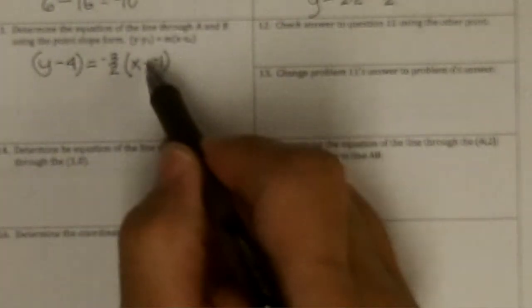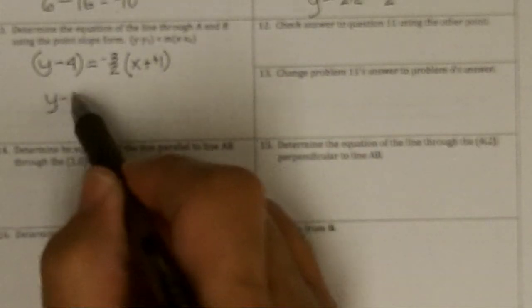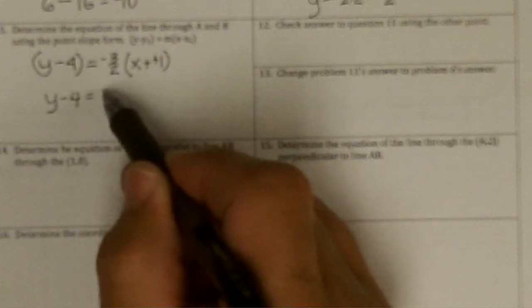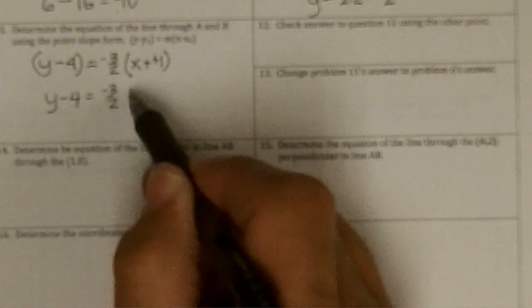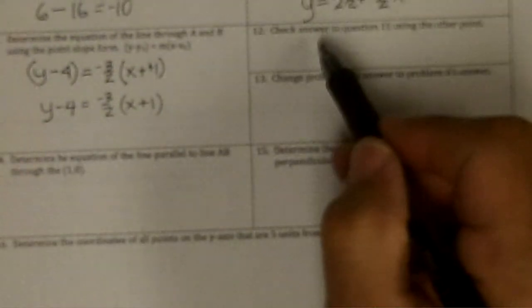Now minus a minus is actually plus, so I can make that change. So we'd have y minus 4 equals -3 halves times x plus 1. Now this should work with the other point, 2.